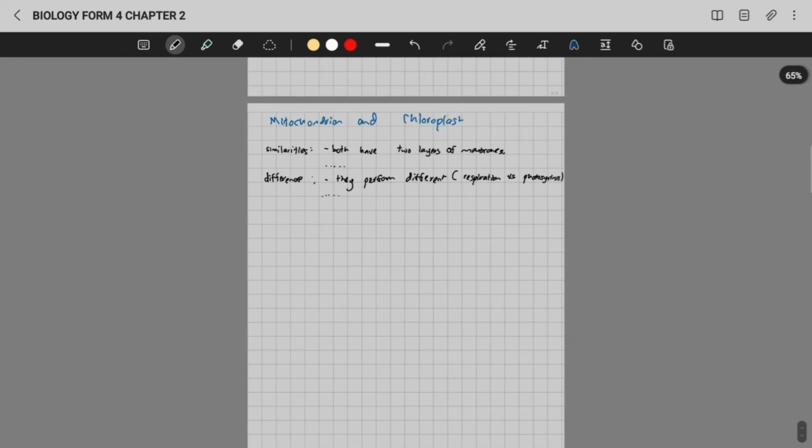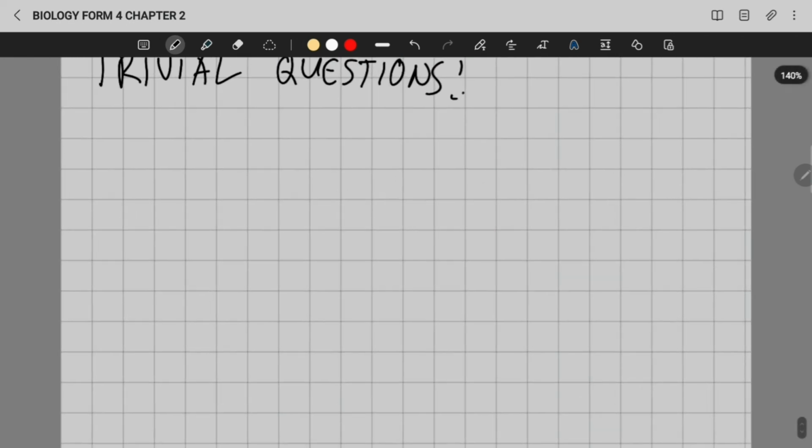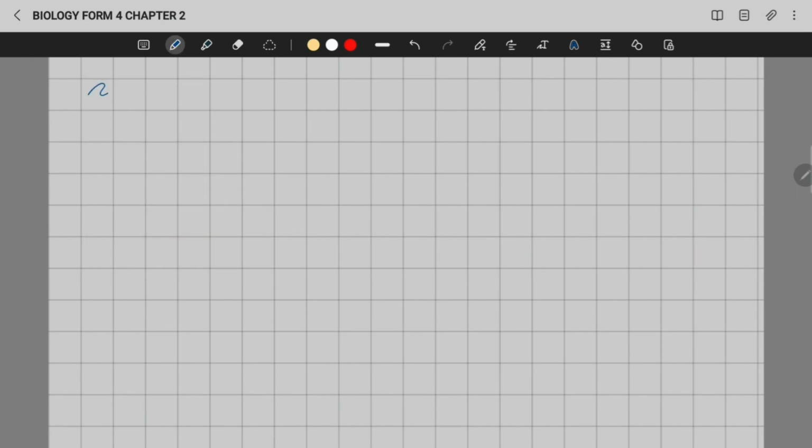So before I end this subtopic, it is just 2.1. We have 2.2, 2.3, and 2.4, but it's already too long. Yeah, there are a lot of things that you need to know. So I leave you with some trivial questions, just for fun. You need to know which of the cell components is made of two layers of membrane.